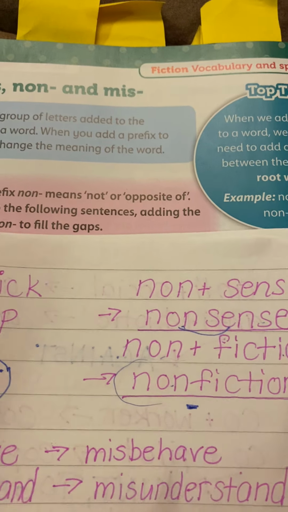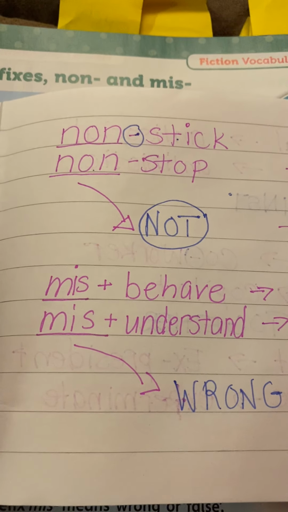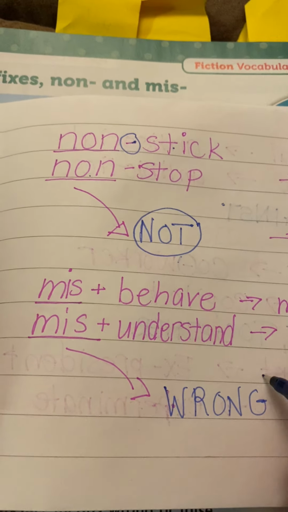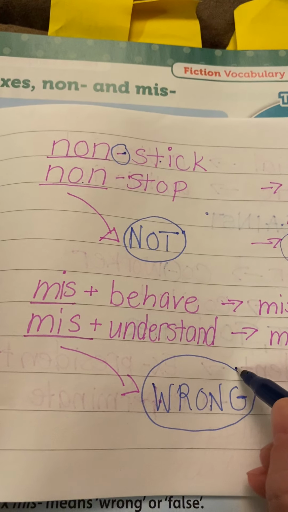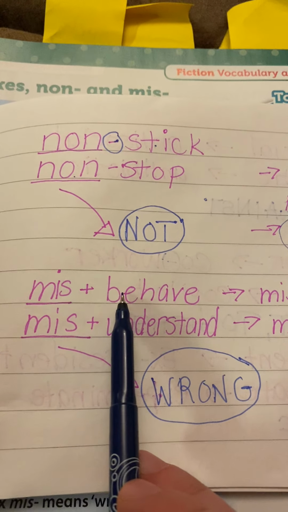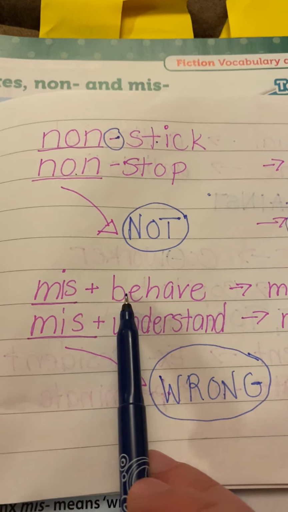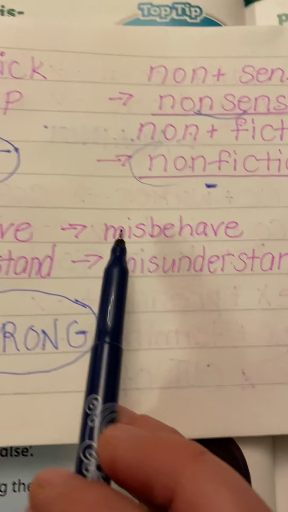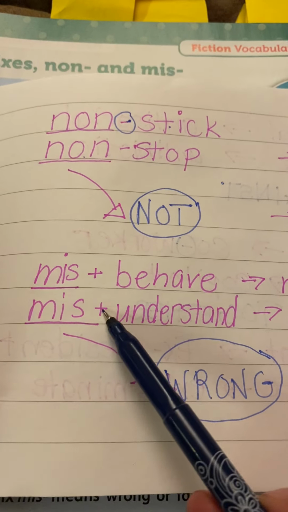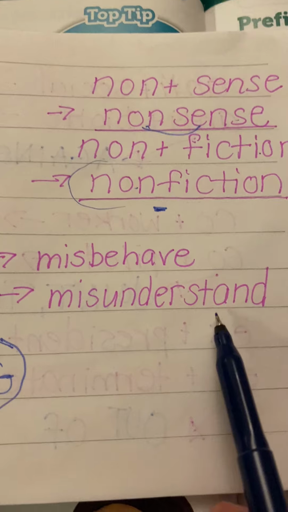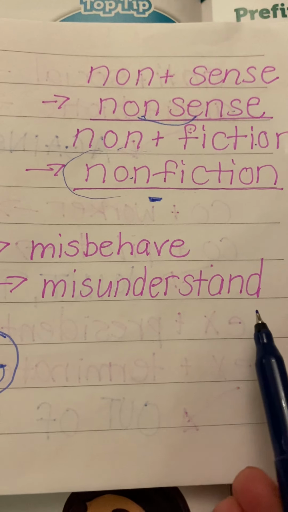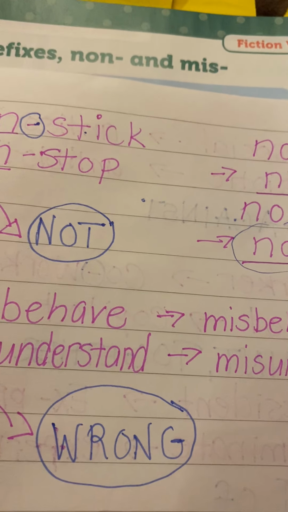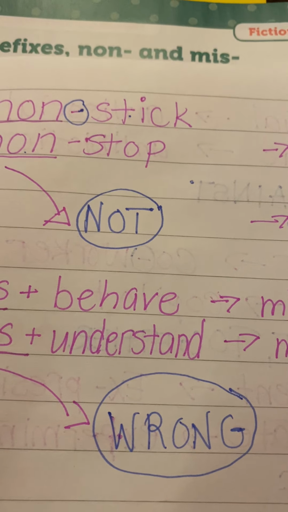Okay, now let's move on to miss. The prefix miss means wrong. So when you have the prefix miss plus behave, you get misbehave. So the meaning of the word changes. And miss plus understand, you get misunderstand. That means you don't understand correctly. So miss means wrong or false. So something's not right, it's false.